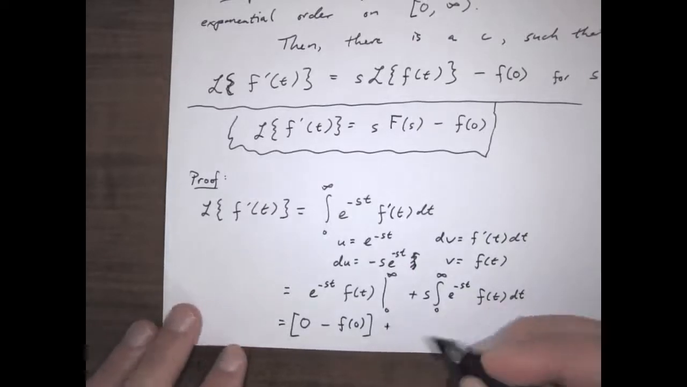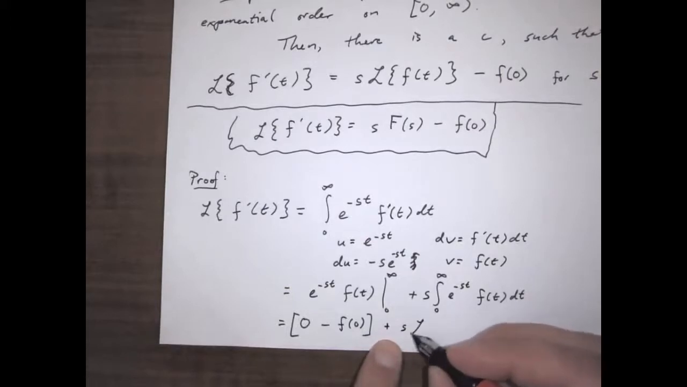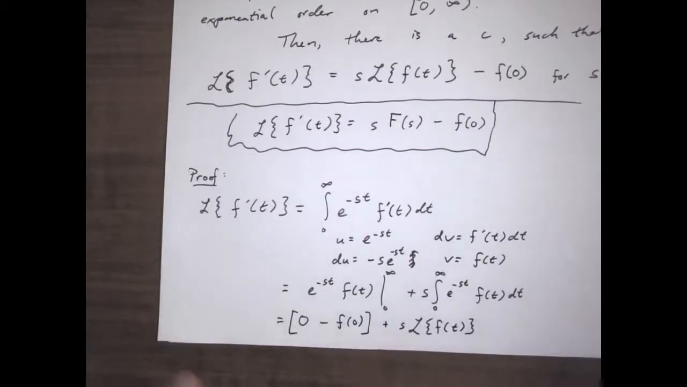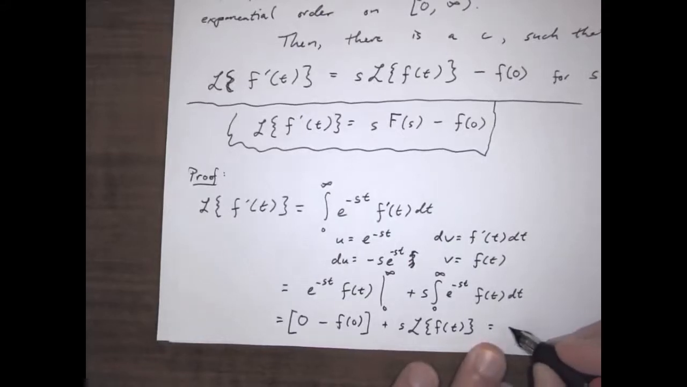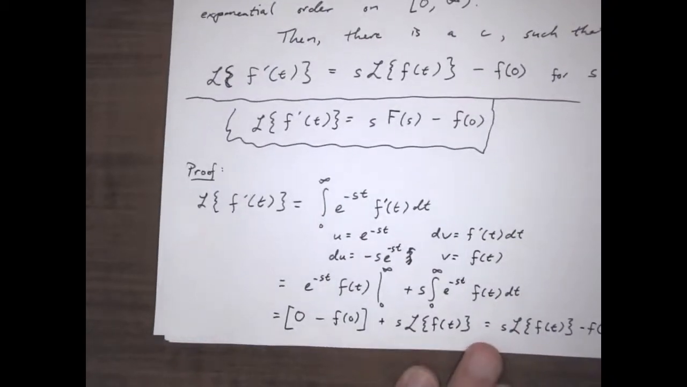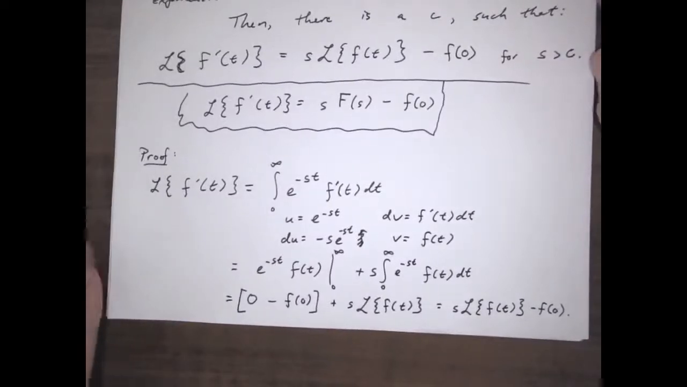Then this is the same as the definition of just the Laplace transform of f, times that s. So that, by a slight rearrangement, is going to equal s times the Laplace transform of f of t, minus f of 0. Okay. So there it is, established in black and white that this is true.